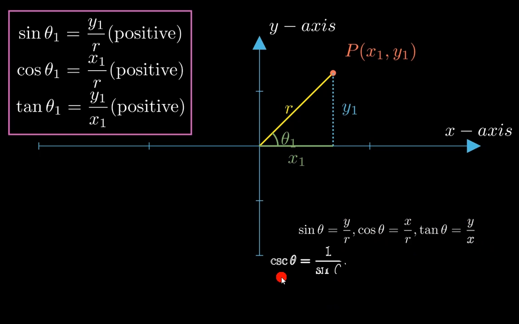And then we have other three ratios. We have cosec, which is the reciprocal of sine. We have sec, the reciprocal of cos, and then cot, which is the reciprocal of tan. Cosec theta is 1 over sin theta. Sec theta is equal to 1 over cos theta, and then cot theta is equal to 1 over tangent of theta.